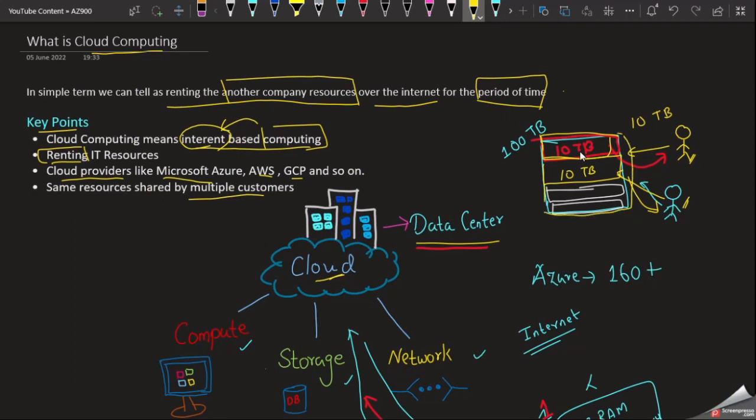But this customer's data is not going to leak to this customer. Likewise, this customer's data is not going to leak to that customer. That is what they mean: the same resources are shared by multiple customers, but everything is very secure, because cloud computing is more secure. We will discuss the advantages, benefits, everything in the upcoming videos.